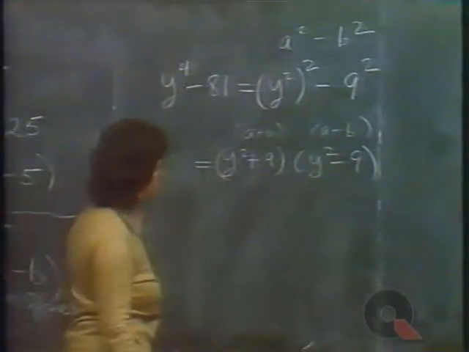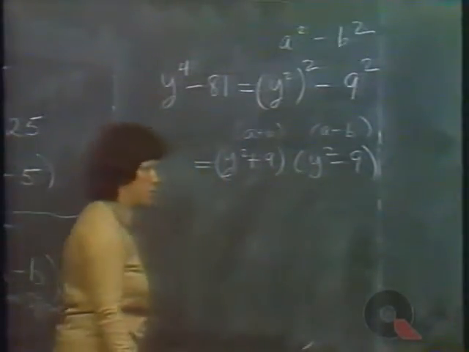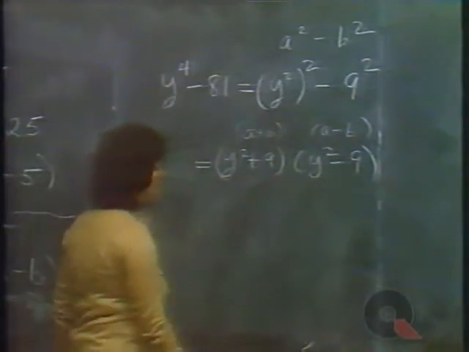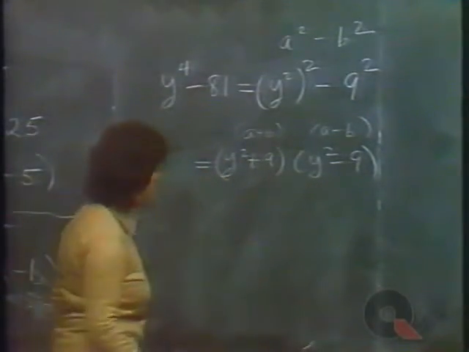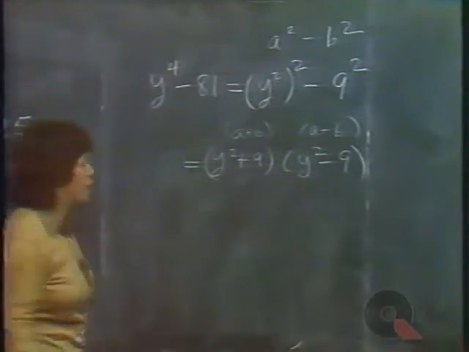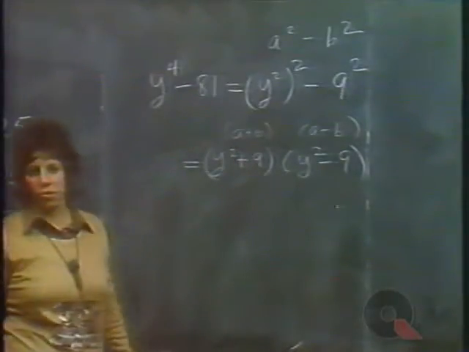The difference of two squares, we write it as the sum of the two numbers times the difference of the two numbers. And we can check this by FOIL and get y to the fourth minus 81. Now, let's see if we can factor any further. The y squared plus 9 can't be factored any further. You'd have to have two numbers which multiplied to plus 9 and added to 0, and you couldn't do that.